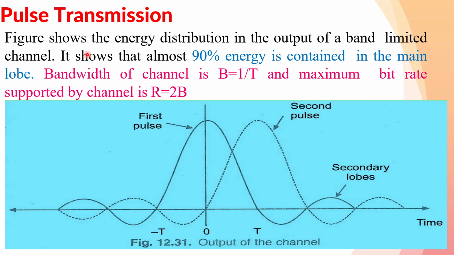So this figure shows the energy distribution in the output of a band limited channel. Here, 90% of the energy is contained in the main lobe only. This is called the main lobe for the first pulse, and this is called the ringing tail, the secondary lobe, which interferes with the second pulse. So this is for single pulse transmission. If a single bit, either 1 or 0, is transmitted, this is what happens at the output of the band limited channel.